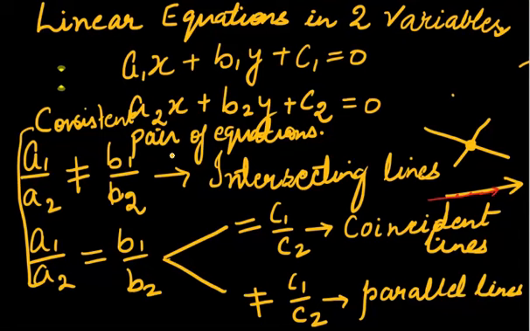And if we get parallel lines, that means there is no solution at all. In such a case, the equations are called inconsistent.